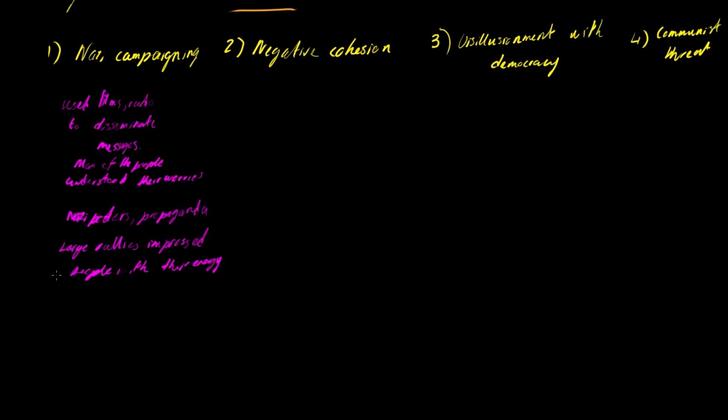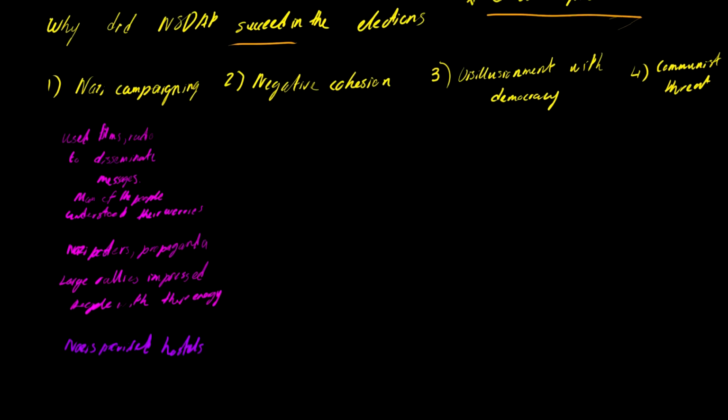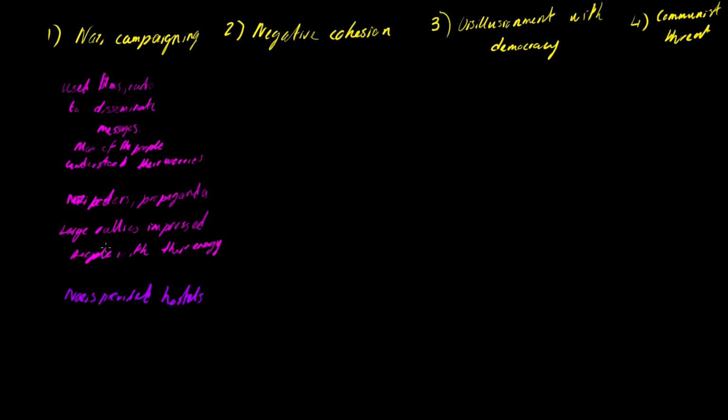Nazis provided hostels for the unemployed. This is significant. This is some evidence you can use that Nazi campaigning was successful and why they gained the support between 1930 and 1933. The Nazis provided hostels for the unemployed. That's evidence that Nazi campaigning was successful.